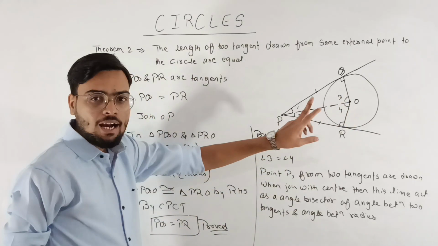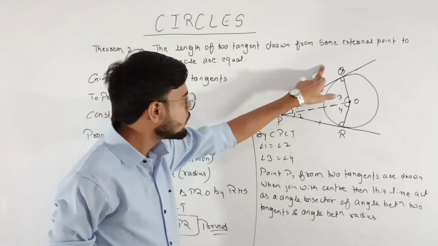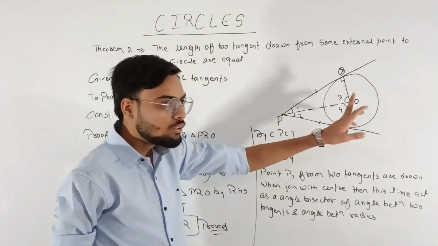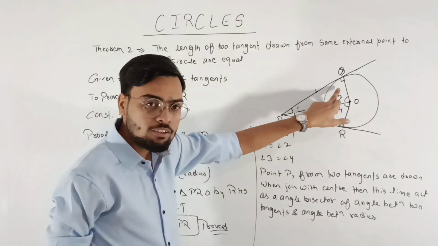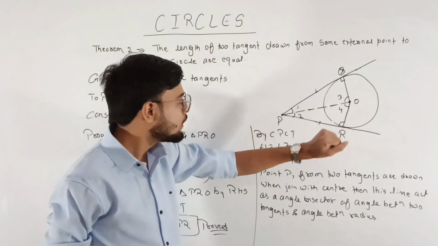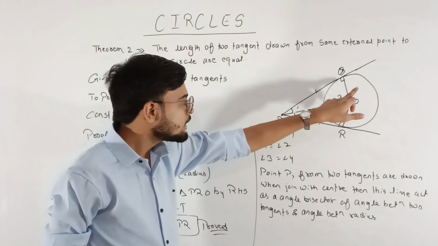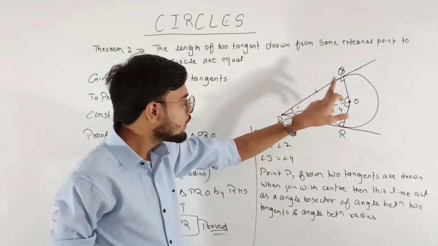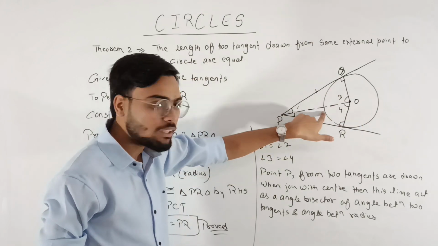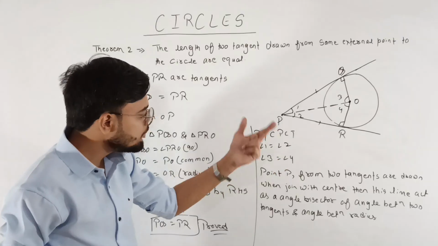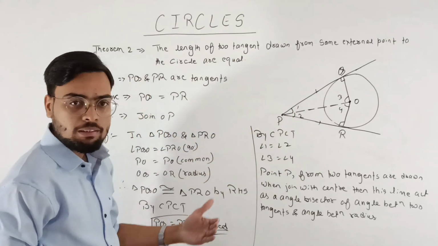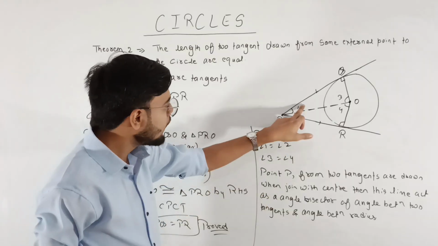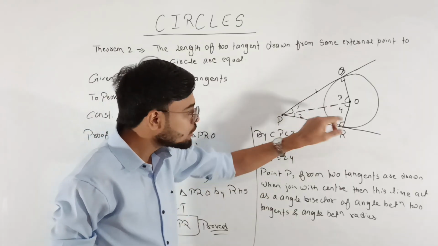So after joining PO, I have two triangles. First is PQO and second is PRO. These two triangles are congruent by RHS. Look how: this is 90 degrees. Why? Because radius and tangent are perpendicular. PO is common and OQ and OR are radii. So these two triangles are congruent by right angle, hypotenuse, side, RHS. Then by CPCT I write PQ is equal to PR. Then again I get more results by CPCT: angle 1 is equal to angle 2 and angle 3 is equal to angle 4.